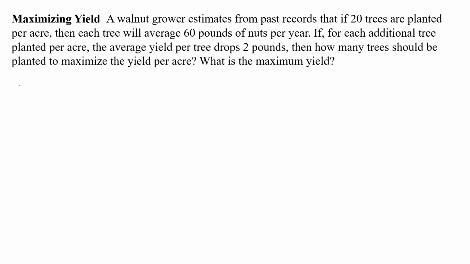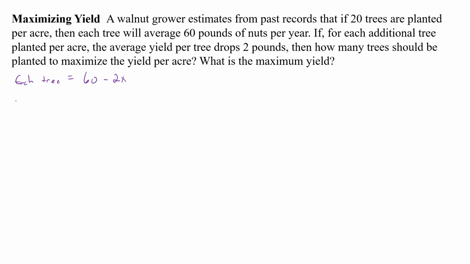All right, so what do we have? Well, each tree is going to give us 60 pounds of nuts per year, but it's going to drop by 2 pounds for each additional tree. So let's say minus 2 times x. Because if we plant 0, that'll be what it is at 60. If we plant 30 trees, then we'll get 0. So that's going to be kind of what we have here.